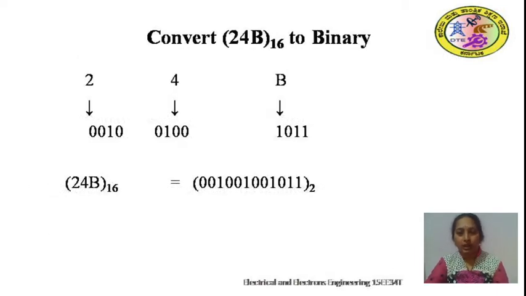Let's discuss this with an example. 24B hexadecimal, I'm converting this number into binary. 2 is written as 0010. Individually, 2 can be written as 10 also, but in this conversion we need to represent every digit by its 4-bit code. So I can represent 2 using binary code as 0010. 4 is represented as 0100. B is actually 11, and 11 can be written as 1011. The equivalent code is written as shown below.